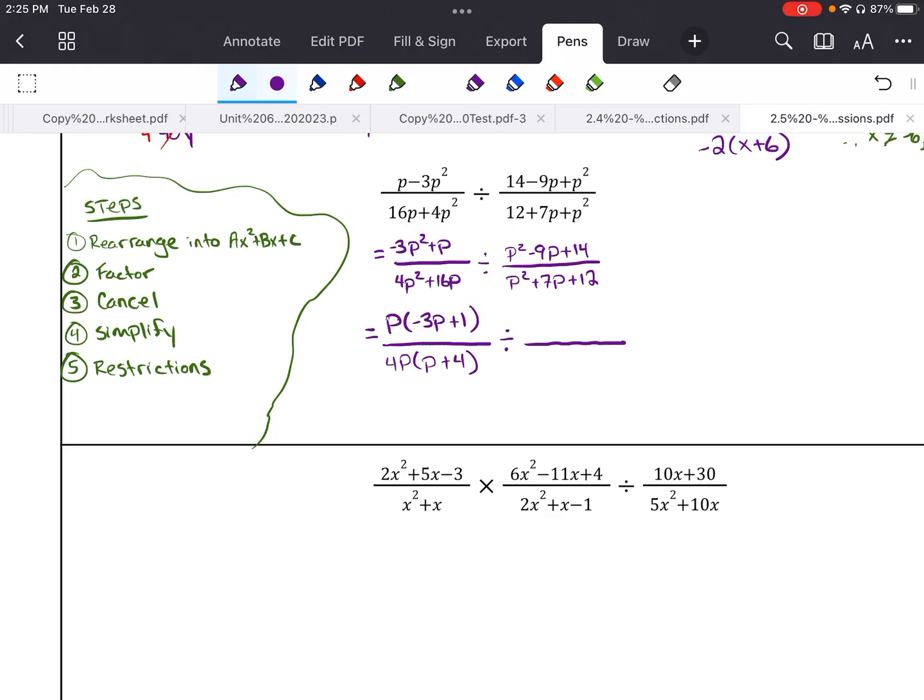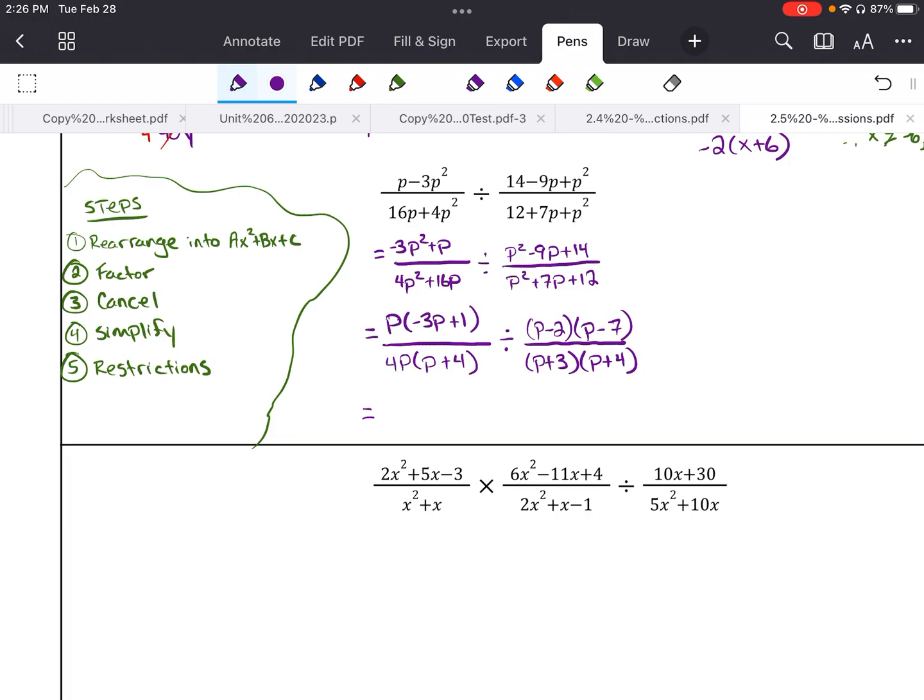Okay, numerator over here, simple factoring. 2 and 7 multiply to 14 and add to 9. So we're going to have p minus 2, p minus 7. 3 and 4 multiply to 12 and also add to 7. So we're going to have p plus 3, p plus 4.